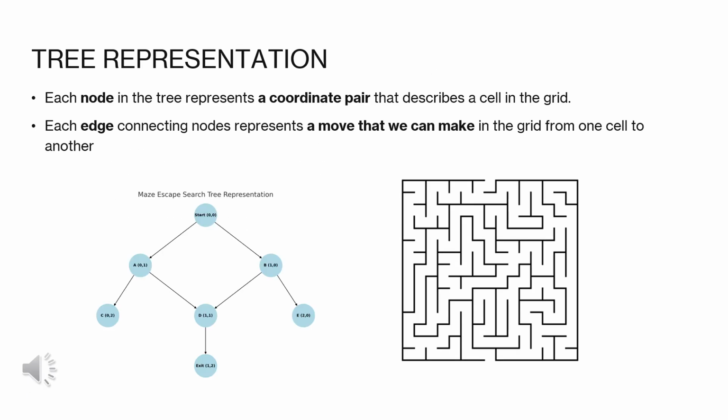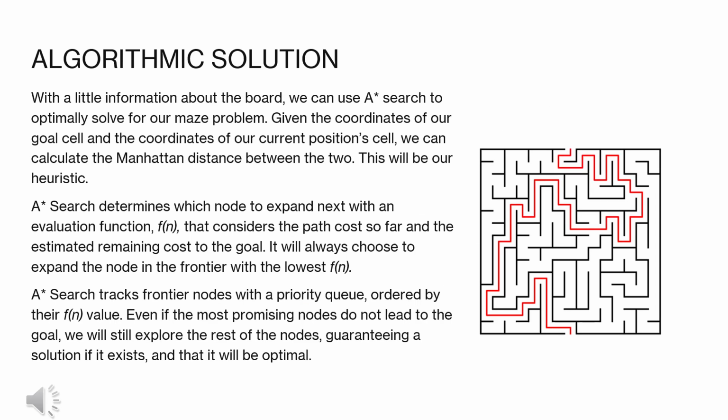To represent the maze search problem as a tree, each node in the tree is going to represent a coordinate pair that's going to describe a cell in the grid. And each edge connecting those nodes is going to represent a move that we can make from one cell to another in the actual maze.